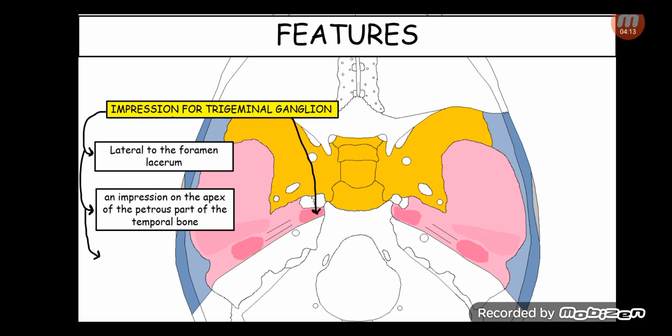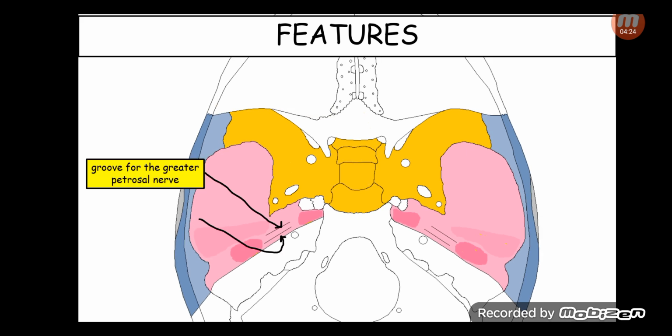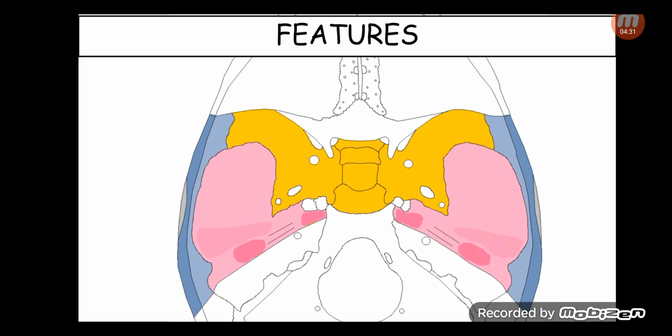Then we have the impression for the trigeminal ganglion in the middle cranial fossa that is present lateral to the foramen lacerum, and it is basically an impression on the apex of the petrous part of the temporal bone for the trigeminal ganglion. Moving forward, the next feature we have is the groove for the greater petrosal nerve that you can see there, and then we have a groove for the lesser petrosal nerve.